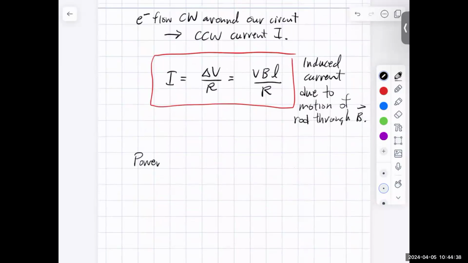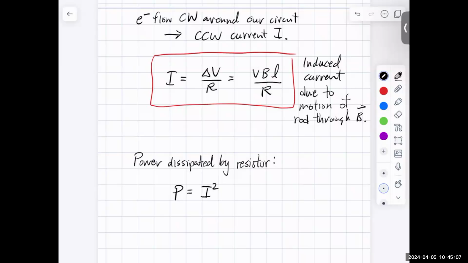So the power dissipated by the resistor. I said that we're going to try to convert mechanical motion into electrical energy. So let's actually calculate something that's related to energy. Okay, so who remembers how we can calculate the power dissipated by a resistor? Which one way to do it?